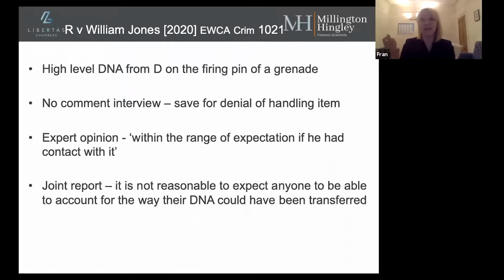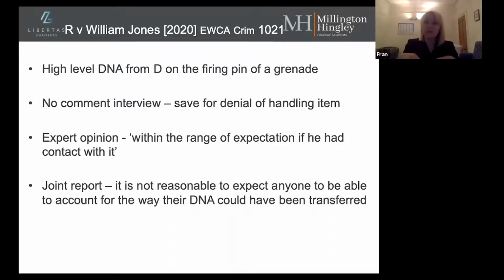His DNA in that case was found on the firing pin of a hand grenade that had been left under the car of somebody who was said to be a rival OCG member. It seemed, as the evidence unfolded, that the offender simply hadn't pulled the pin out correctly, and the DNA was right on that firing pin. Again, we had a no comment interview. Mr. Jones made no comment. The only thing he did say was to simply deny ever handling a grenade.